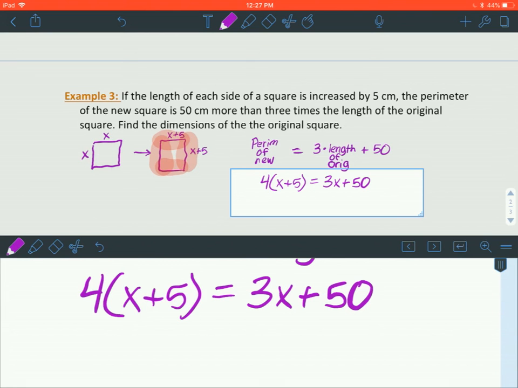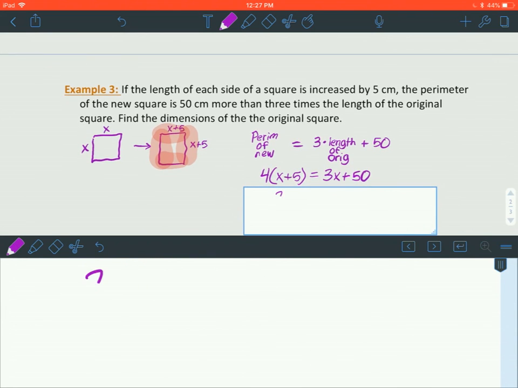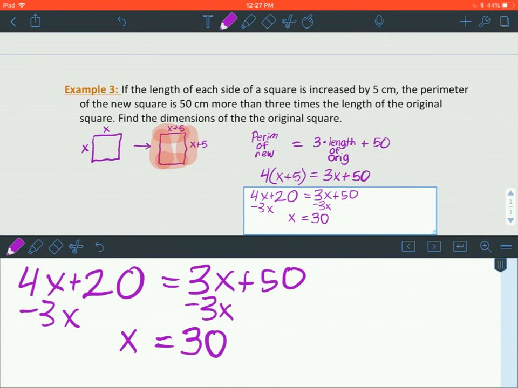Solving it, writing it's the hard part. Solving it's the easier part. If you distribute your 4, you're going to have 4x plus 20 is equal to 3x plus 50. Do some rearranging, subtract 3x from both sides, and then subtract 20 from both sides. You'll end up with x equals 30.